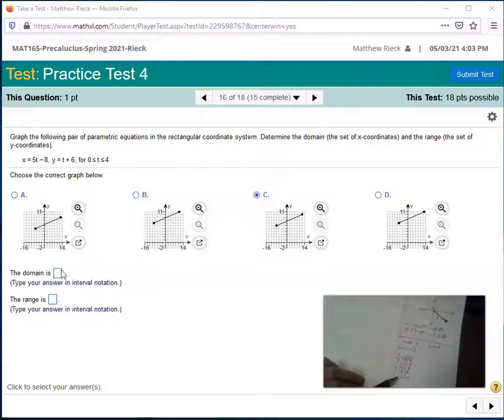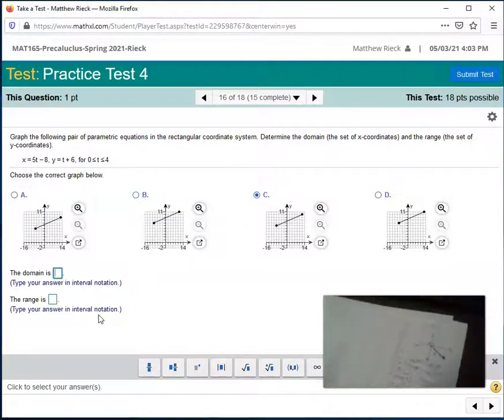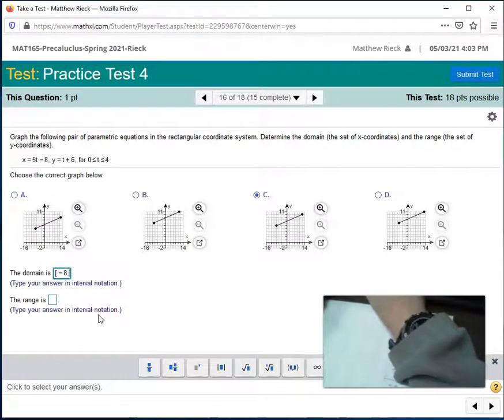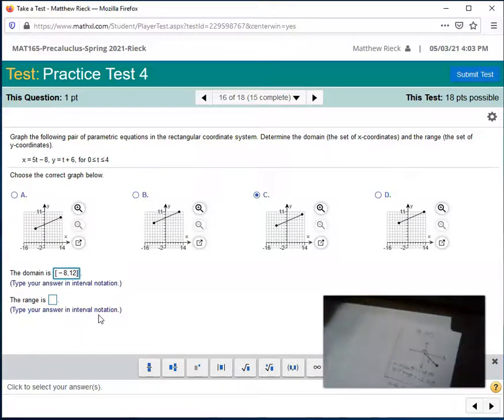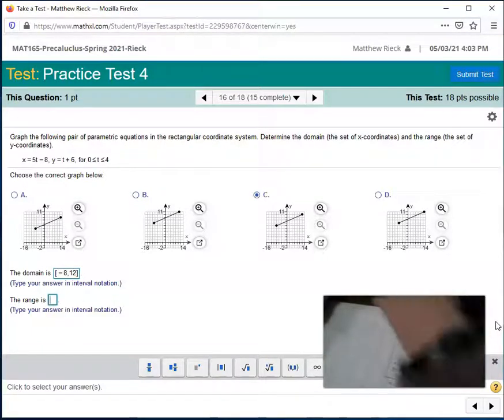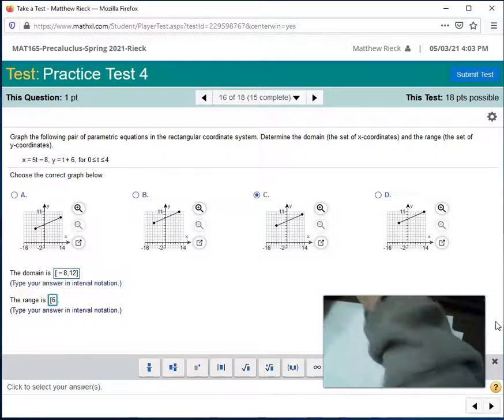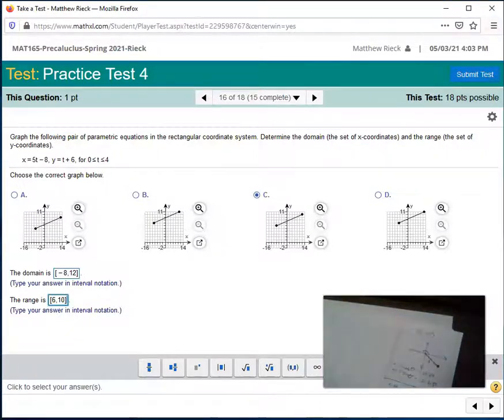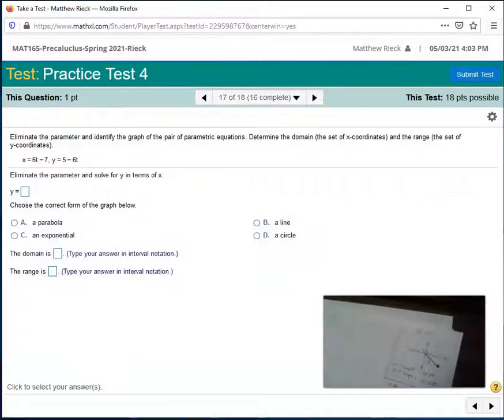All right, so then the domain is going to be your x values. The lowest value that I can have for x is -8 up to 12. And that is inclusive, so you use brackets there. And then the range is going to be your y values. So my range is going to be from 6 to 10. And again, we're using brackets for both of those as well. All right.